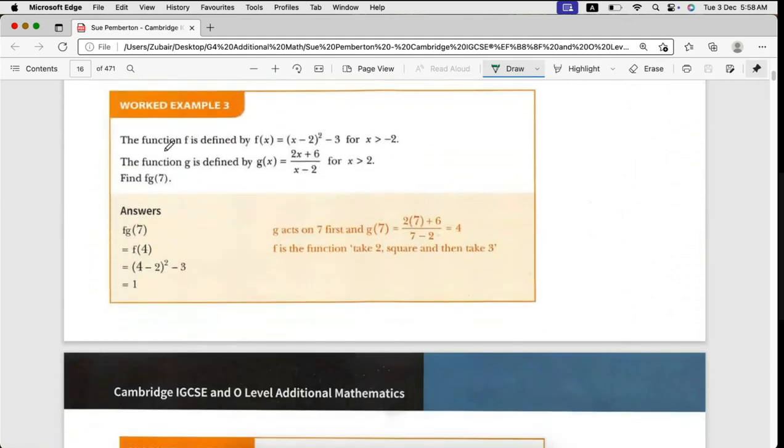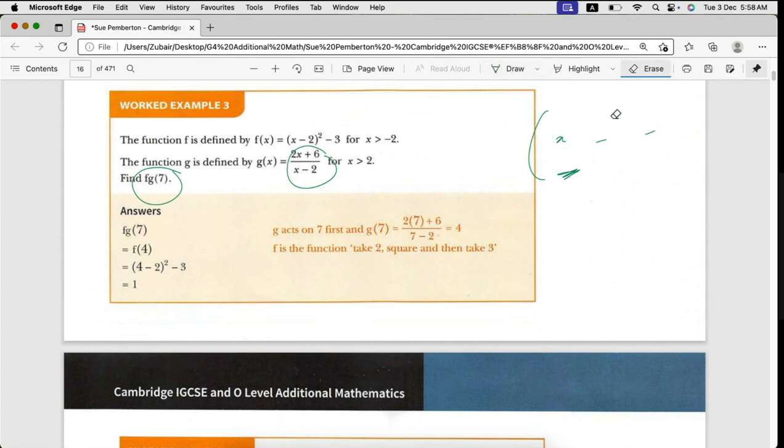So the first worked example. f of x is given as (x minus 2) whole squared minus 3. Then g of x is given as (2x plus 6) over (x minus 2). And it says find fg(7). If this 7 was not given, I would have to substitute the complete function g in f like this: ((2x plus 6) over (x minus 2) minus 2) squared minus 3. So the x is completely replaced with g.